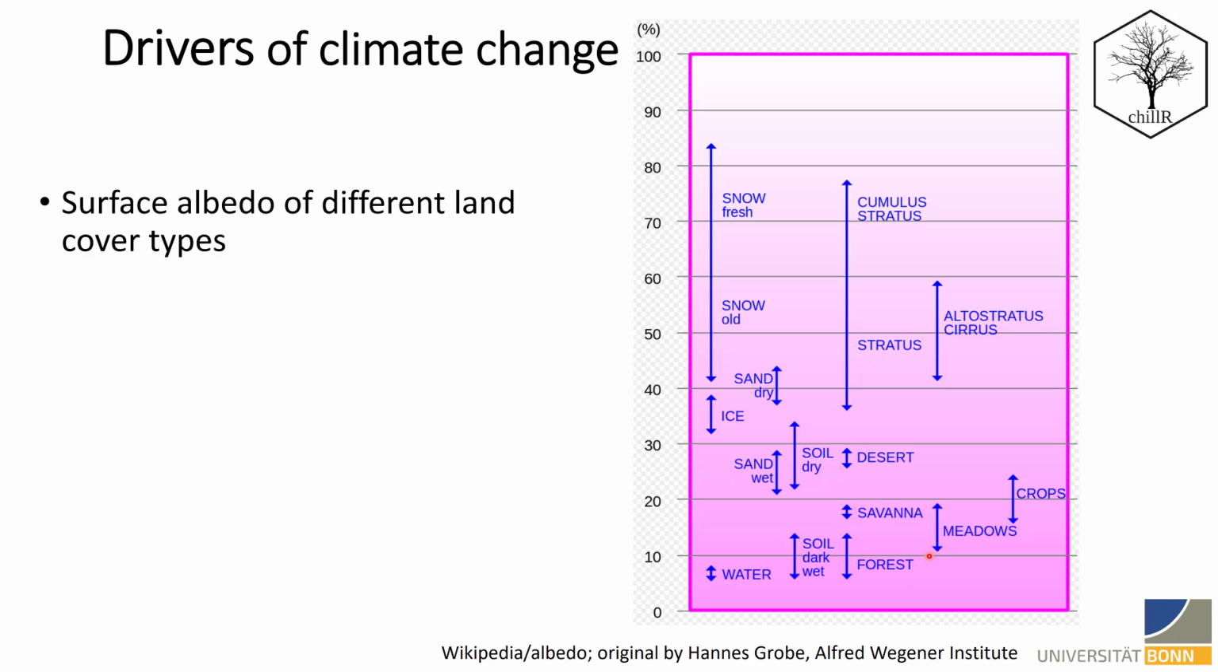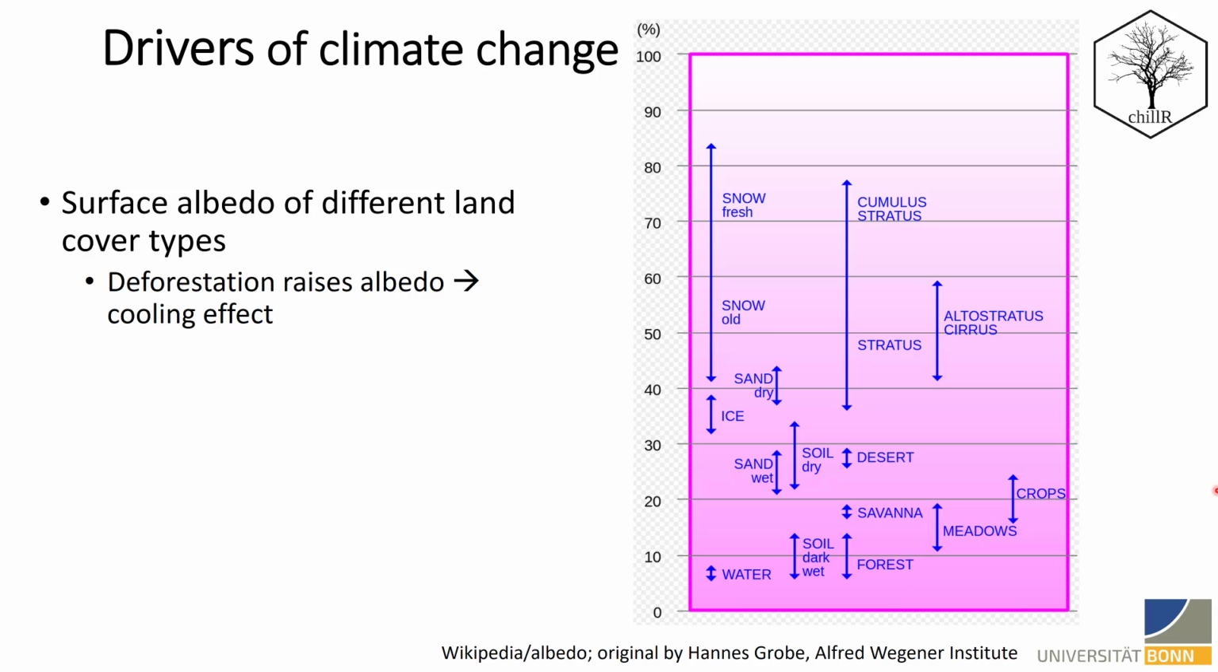Forests are also dark, so forests of course do sequester and store carbon, which is good for fighting climate change, but they also have a very low albedo, meaning that they absorb most of the heat that they get hit by. Crops and meadows are also over here, also among the land use types that absorb most of the radiation.